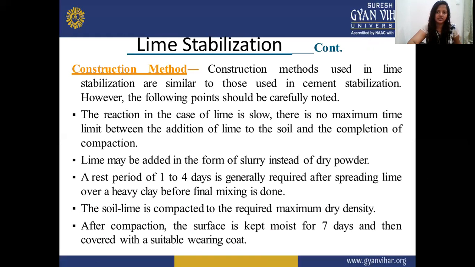Now let us go to the construction method for lime stabilization. The methods used in lime stabilization are similar to those used in cement stabilization. However, the following points should be carefully noted. The reaction in the case of lime is slow. There is no maximum time limit between the addition of lime to the soil and completion of compaction. With cement, we have to consider the initial and final setting time, but with lime, we need not do that. Lime may be added in the form of slurry instead of dried powder.